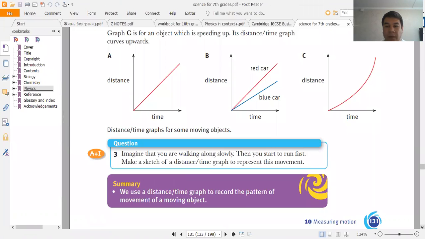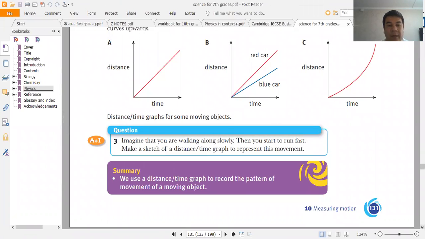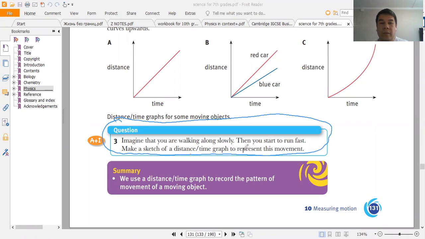So here we also have one more question. Imagine that you are walking along slowly, then you start to run fast. Make a sketch of a distance-time graph to represent this movement. So dear class, this is also a second question for you to think about. So this will be my second question to you, dear students, okay?